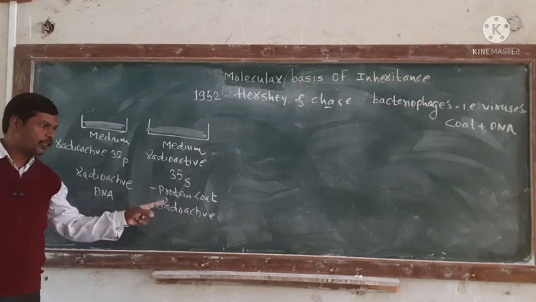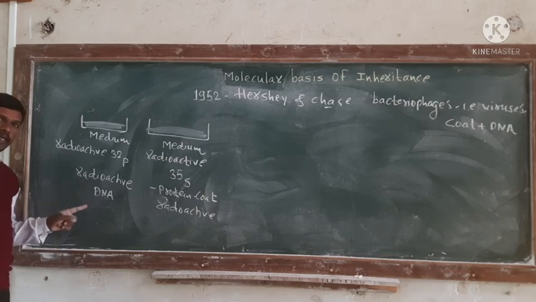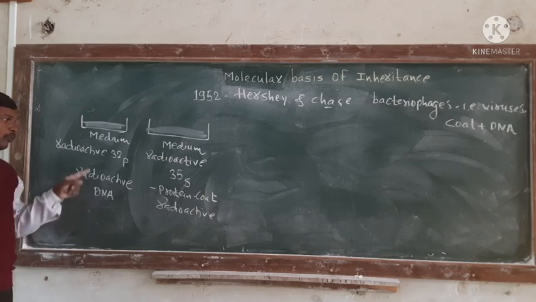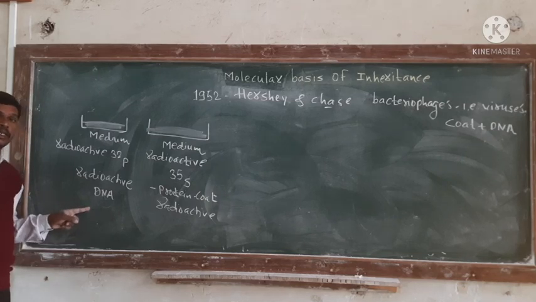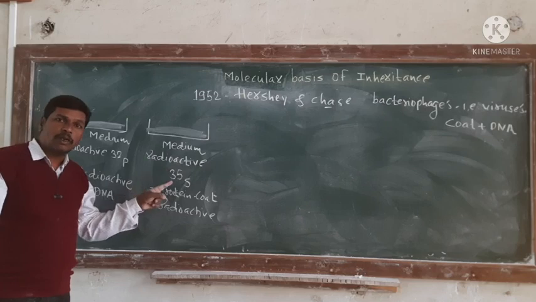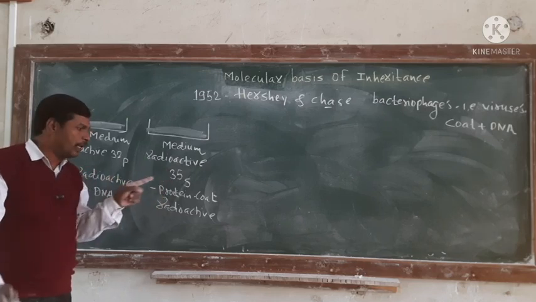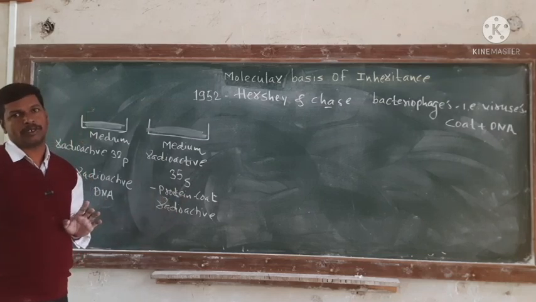The radioactivity is present in the protein coat, and here the radioactivity is present in the DNA. Why? Because the phosphorus is present in the DNA, so the DNA becomes radioactive. Here the sulfur is present in the medium, but it is not present in the DNA. Hence only the protein coat becomes radioactive.